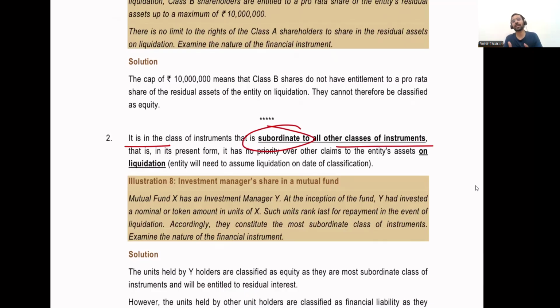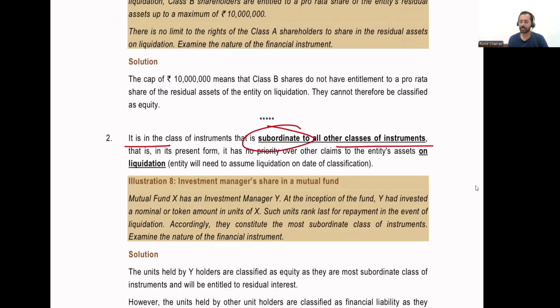Remember, to classify something as equity, obviously you have to be subordinate to all other classes of instruments, right? Equity shareholders receive money at the last. The first preference will go to the debt holders and external creditors and so on. Whatever is left goes to the equity shareholders. So here also what they're saying is you can classify the units of a mutual fund as equity provided these units are subordinate to all other classes of instruments. It should be subordinate, meaning their priority comes at the last. They get whatever is left out.